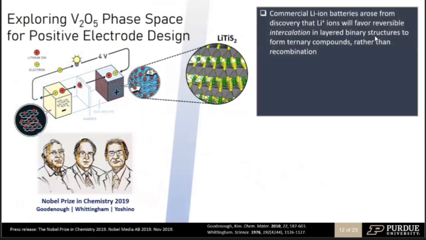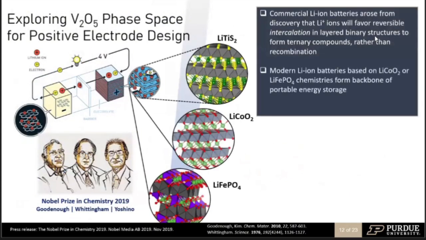Just as an example of this, some of the first cathode materials that were discovered, right? Lithium.